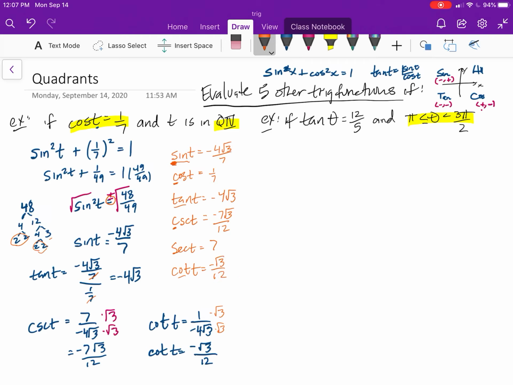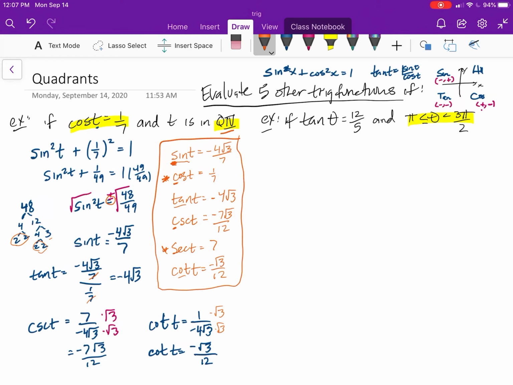All right, so now we have all 6 trig functions. Of course, cosine was the question that was given to us. And just to verify, we're in quadrant 4. Everything should be negative except cosine, and we're good. And of course, it's reciprocal, so secant should also be positive. Everything else is negative, which we have. Awesome.